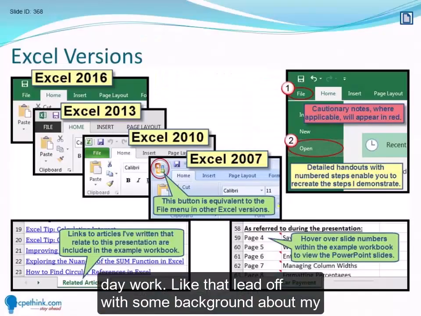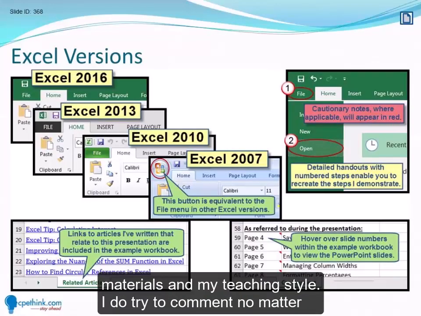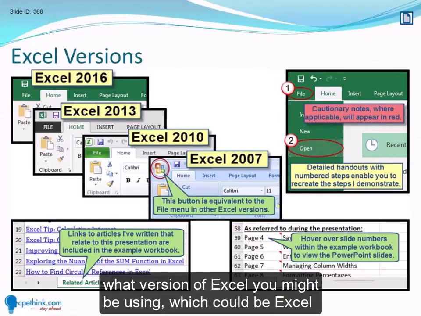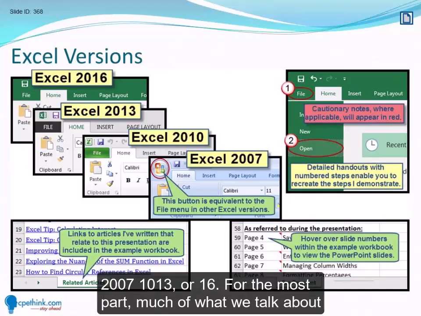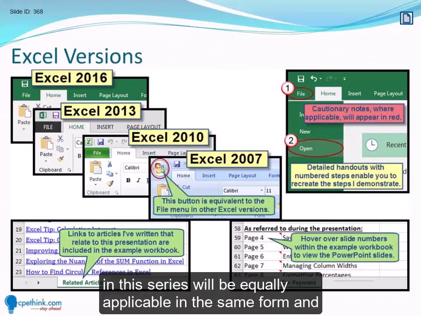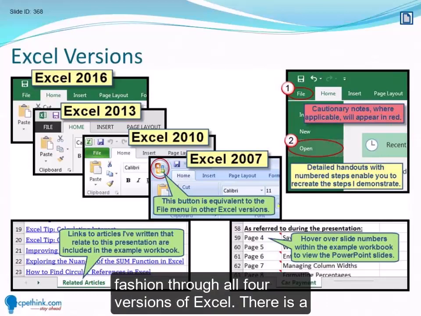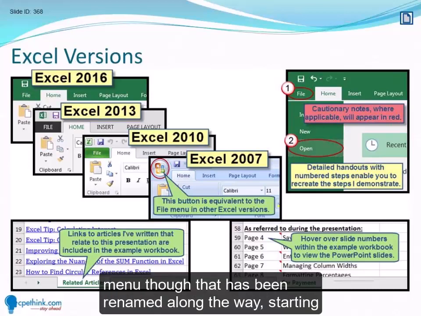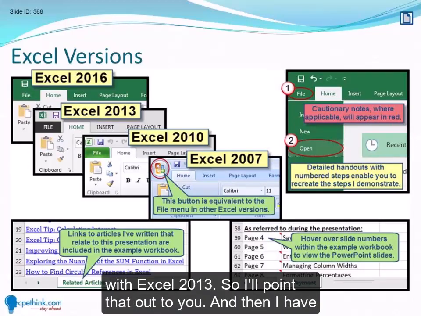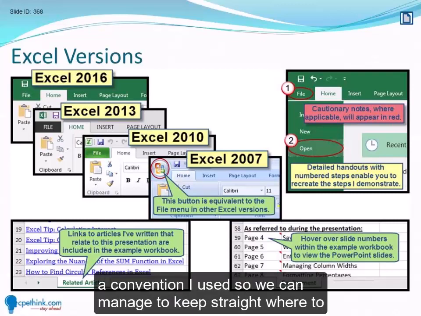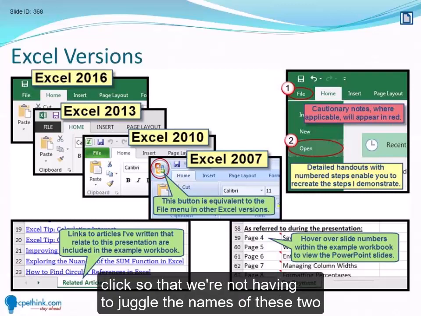I'd like to lead off with some background about my materials and my teaching style. I do try to accommodate you no matter what version of Excel you might be using, which could be Excel 2007, 10, 13, or 16. For the most part, much of what we talk about in this series will be equally applicable in the same form and fashion through all four versions of Excel. There is a menu, though, that has been renamed along the way, starting with Excel 2013. So I'll point that out to you, and then I have a convention I use so we can keep straight where to click so that we're not having to juggle the names of these two different menus.